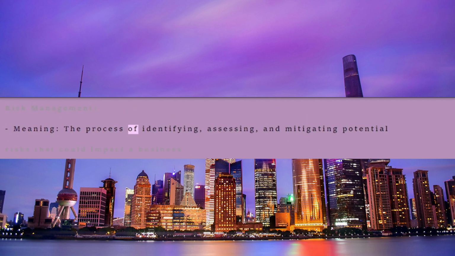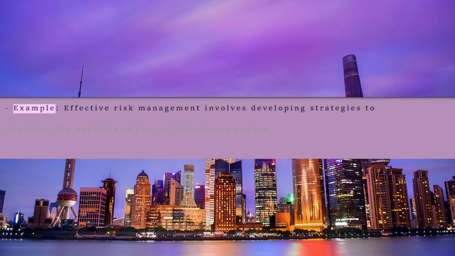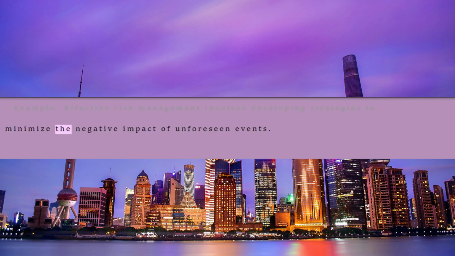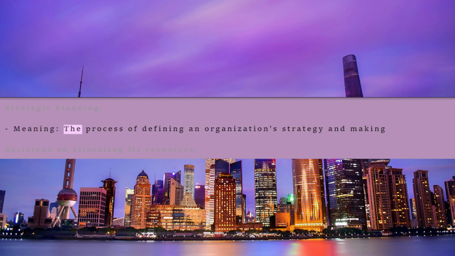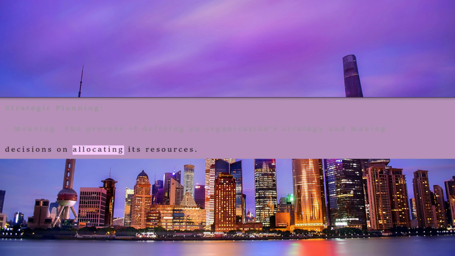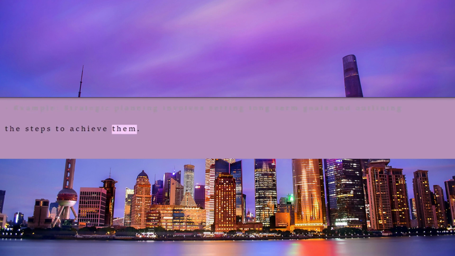Meaning, the process of identifying, assessing, and mitigating potential risks that could impact a business. Example: effective risk management involves developing strategies to minimize the negative impact of unforeseen events. Strategic planning. Meaning, the process of defining an organization's strategy and making decisions on allocating its resources. Example, strategic planning involves setting long-term goals and outlining the steps to achieve them.